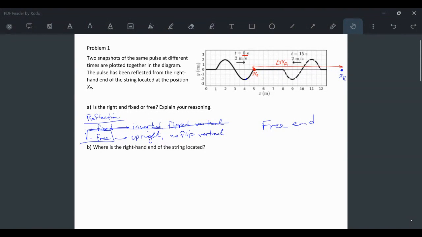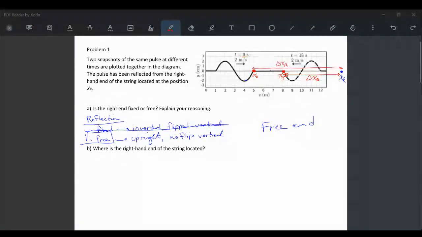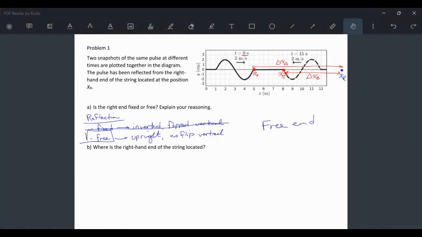Then the wave is reflected. Remember, we're keeping track of this point at the front of the wave pulse after the reflection. So the wave turns around and it moves to the left. And this is where we catch it at t equals 15 seconds. Let's call this distance here delta xb. And we'll call this point where the leading edge of the pulse is x subscript 15.